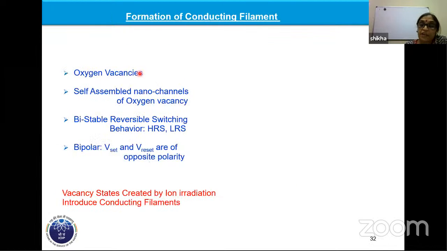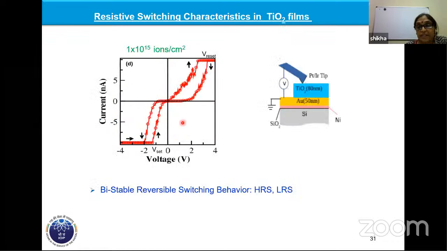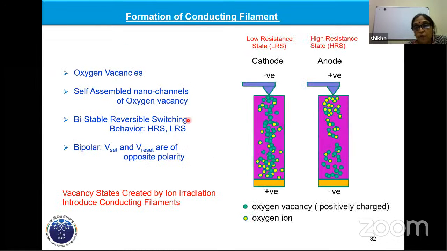So these oxygen vacancies are very important in producing these LRS, HRS states. How they do it is something like this: oxygen vacancies are shown in green and oxygen ions are in yellow. Since we have oxygen vacancies, if we apply negative potential on the top and positive on the back gold contact, the vacancies will go towards the cathode and will make channels. These become conducting channels and the current can start percolating between these channels. These are also called conducting filaments.